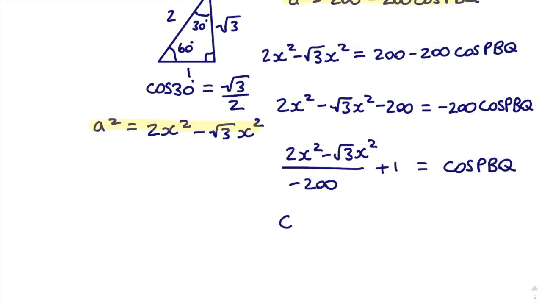So we can say that we've got cos PBQ equals 1 minus x squared multiplied by 2 minus root 3 all over 200, and then of course we can factorise out the x squared. And that is the result that we got, which we were trying to prove.